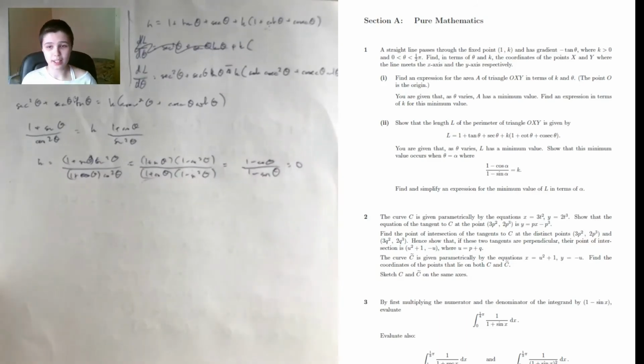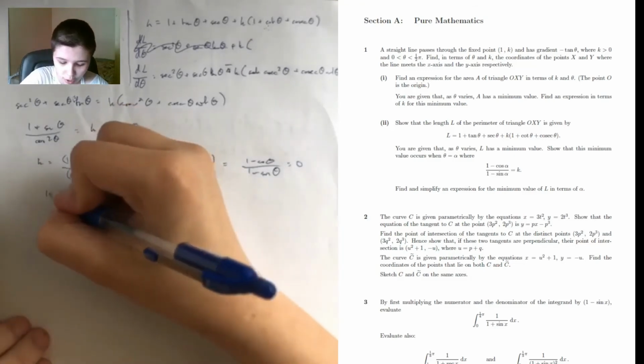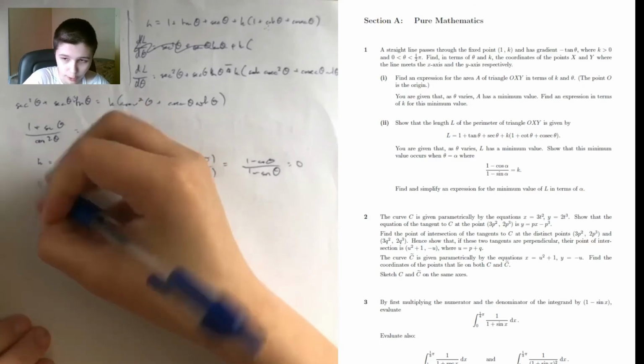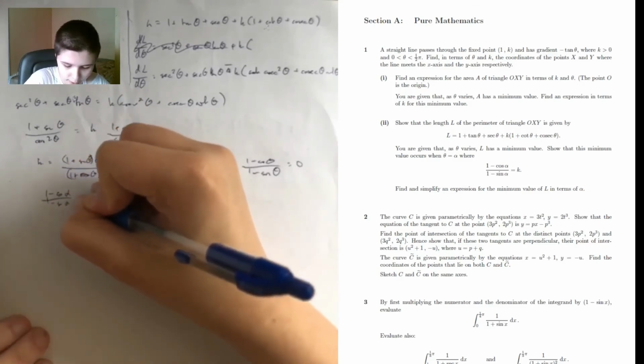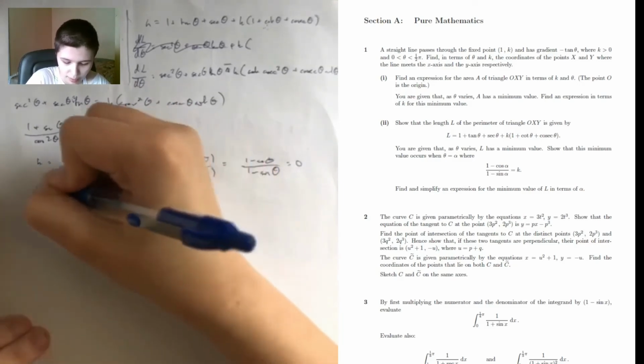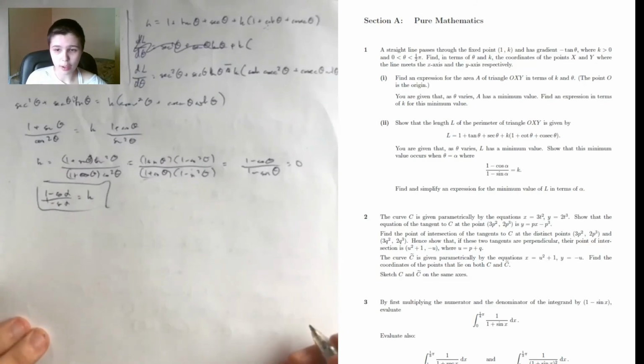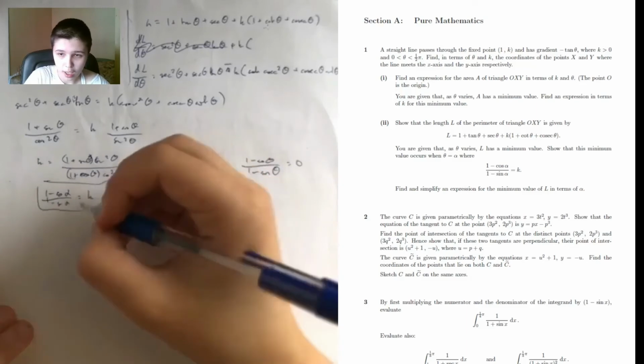This gives us a value for theta when it's a minimum or a maximum, and so alpha has to obey this, and so 1 minus cos alpha over 1 minus sine alpha is equal to k. Alpha has to obey this if it's going to be the minimum. Find and simplify the expression for the minimum value of L in terms of alpha.